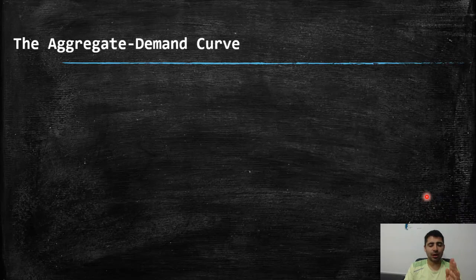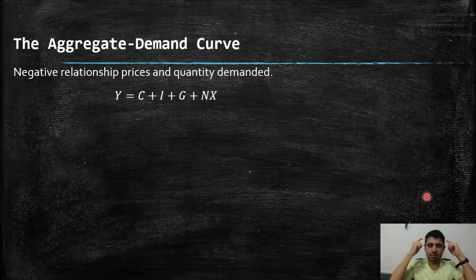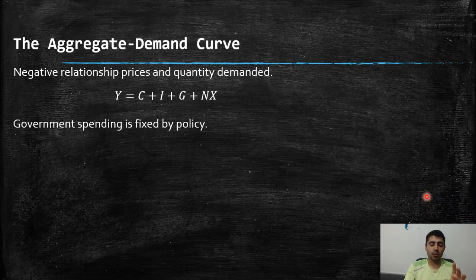Let's talk now about the aggregate demand curve. Naturally, there is a negative relationship between prices and quantity demanded. How can we infer that? Basically, this is the main situation that we need to keep in mind. GDP is the sum of consumption plus investment plus government spending plus net exports. We keep government spending fixed by policy, so we're going to move just the other parts.